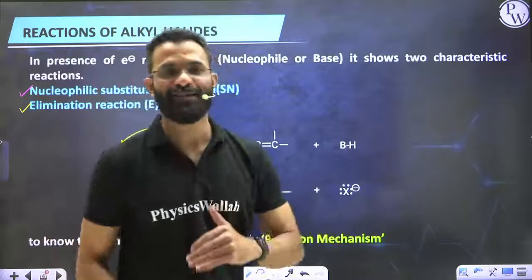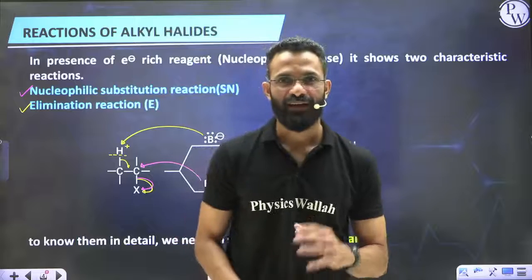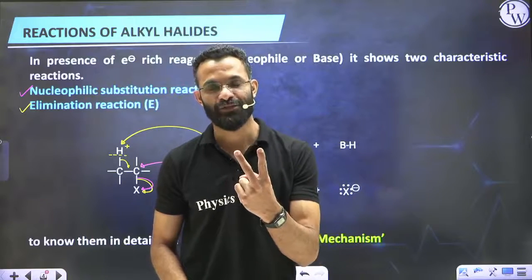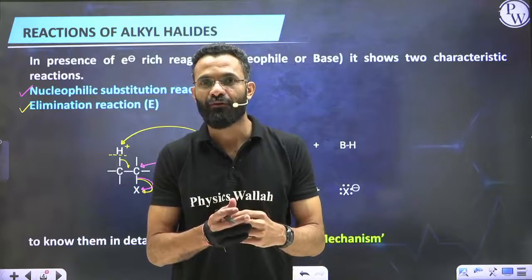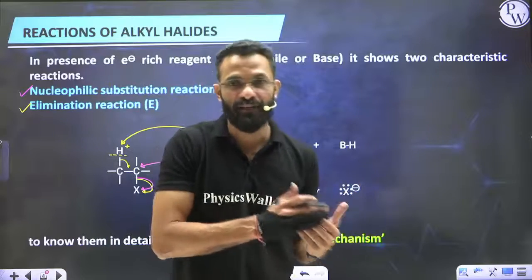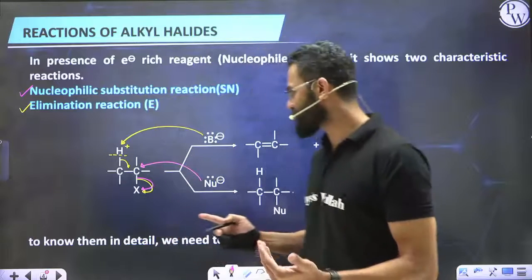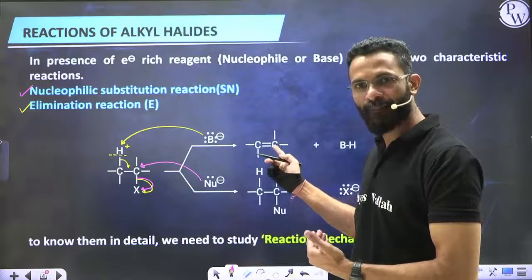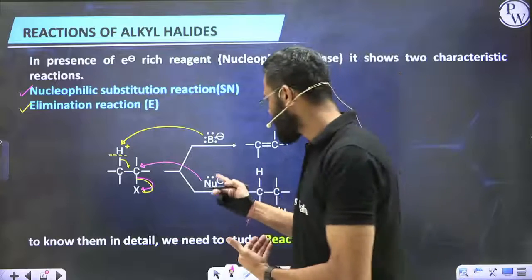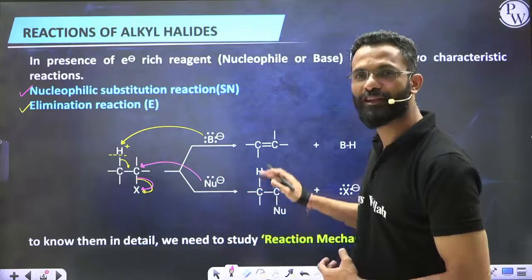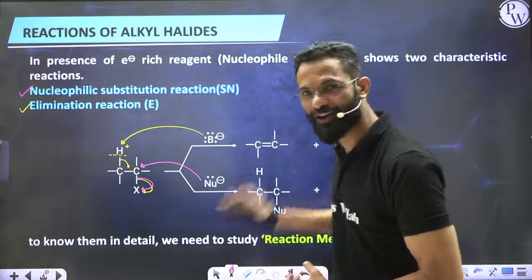So what we understand from these two reactions is that alkyl halide is capable of showing two characteristic reactions depending upon what it is exposed to. If it is exposed to a base, then it will show its characteristic elimination reaction, and if it is exposed to a nucleophile, then it will show its characteristic nucleophilic substitution reaction.